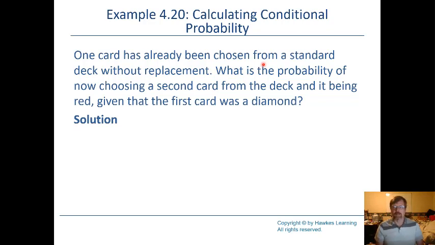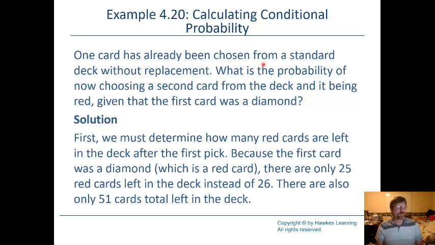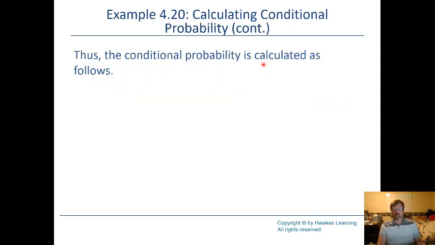Alright, so first thing we need to do is figure out how many red cards are left after the first pick. Half of the deck is red, half of the deck is black, so there's 26 of each. Drawn a diamond, so that's a red card, so now I've only got 25 red cards, diamonds and hearts, in the deck. There are also only 51 cards total, so I've got 25 over 51 for the second one.